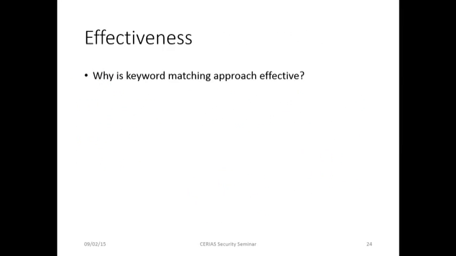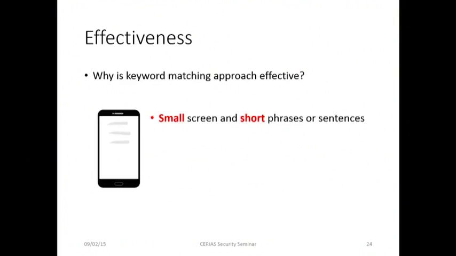You may want to ask, is it effective, or why is it effective to use this simple keyword matching approach? It is effective because smartphone screens are usually small and the phrases or sentences are usually short. And we find the most relevant text label, and we only analyze the text in that label instead of analyzing many labels.